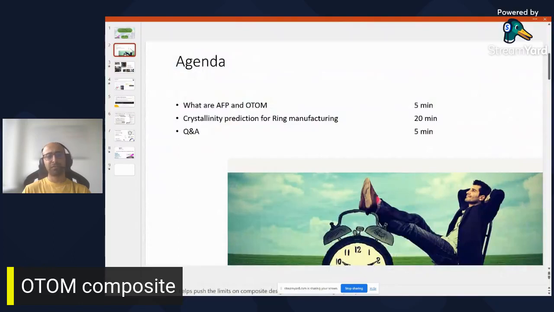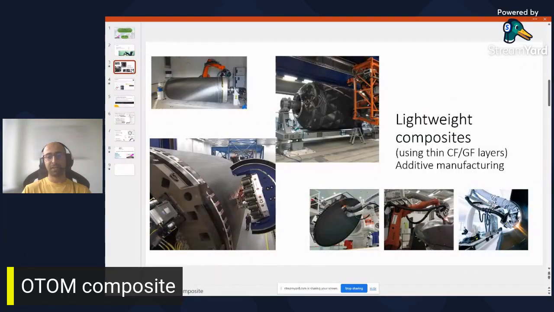For those who are not familiar with automated fiber placement or OTOM, I will give you a very brief introduction. We talked about this in the previous webinars regarding temperature analysis and optical analysis. But here again, for those who are joining for the first time and are not familiar with this technology, let's have a look at this technology and OTOM.